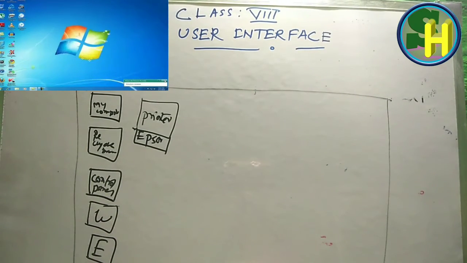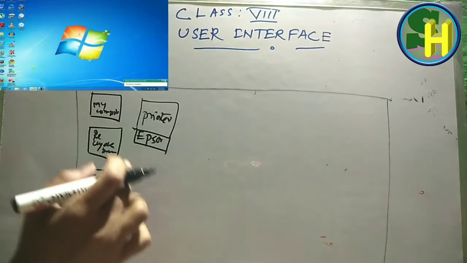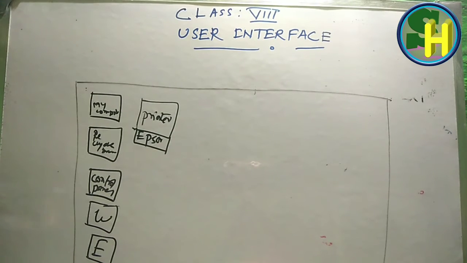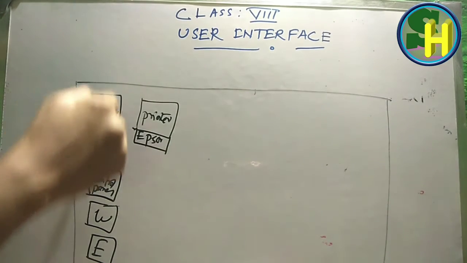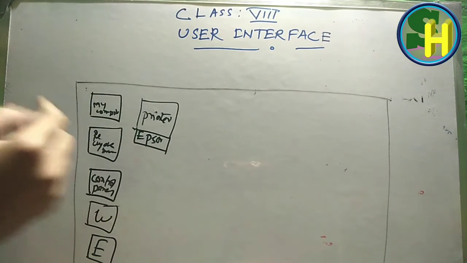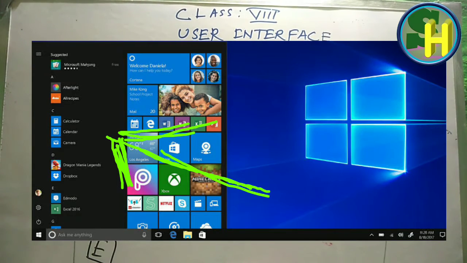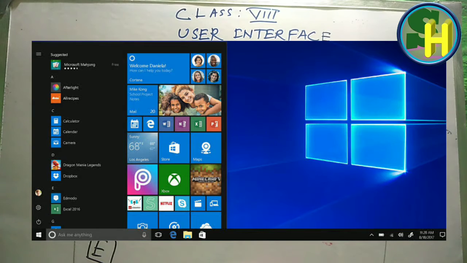You can see the windows also have icons. In some windows, in place of icons, you can see a list, that's menus. But here I have drawn simple icons and windows. In some cases you can see the list also, which is called menus.